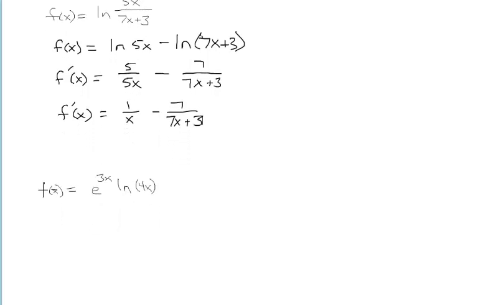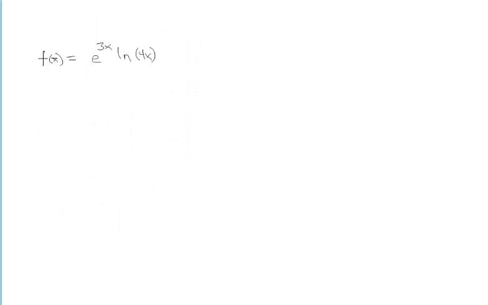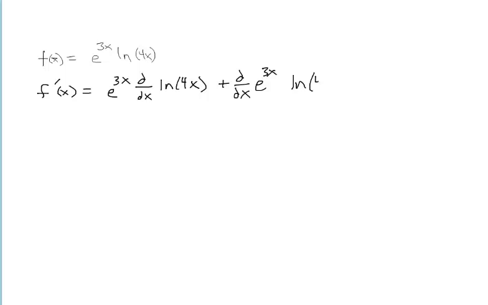Here in my final example, I have something that we have to use the product rule for, and we're also going to need to use the exponential rule and the ln rule. So I'm going to write down all the notation as we go to make sure that you're following along. So f prime of x is equal to f of x, e to the 3x, times the derivative of ln of 4x plus the derivative of e to the 3x times ln of 4x.